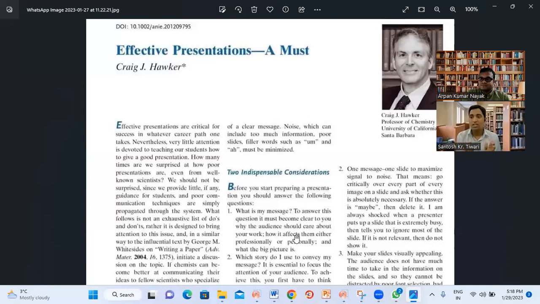So sir, this is my understanding of this paper. Yes, absolutely. I think you covered all the points. He also particularly mentioned in this paper the three points, about how we can make the presentation simple and how effectively we can make it.